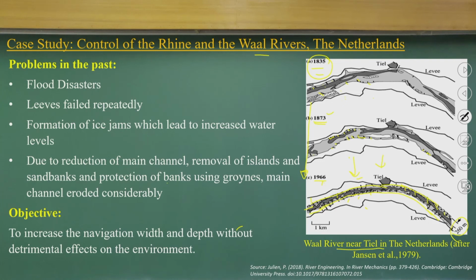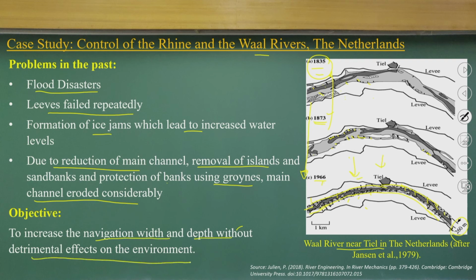We can have a bank using groins, a main channel eroded considerably, and the removal of the isle. So, there are all sorts of problems we generally talk about, like levee failure. Flood disasters used to happen almost one decade before, but that is not there now, because it is controlled with a navigation width and depth without detrimental effect on the environment. That is what is possible, and you can go into more detail structure-wise, what types of structures and what things are there.